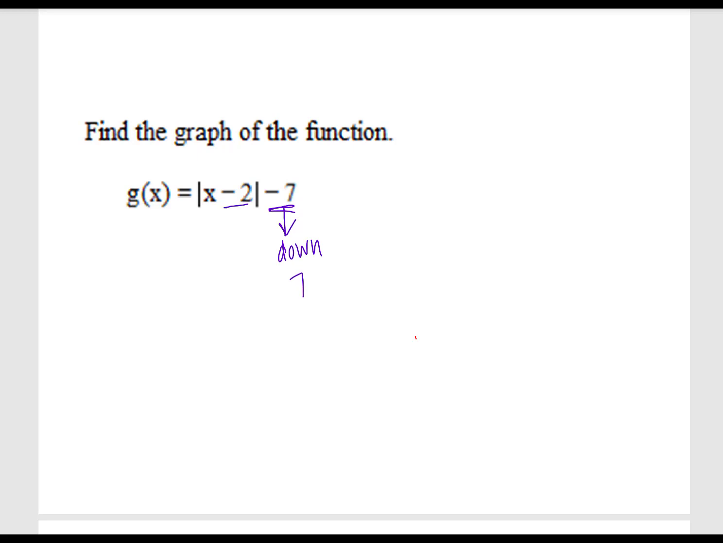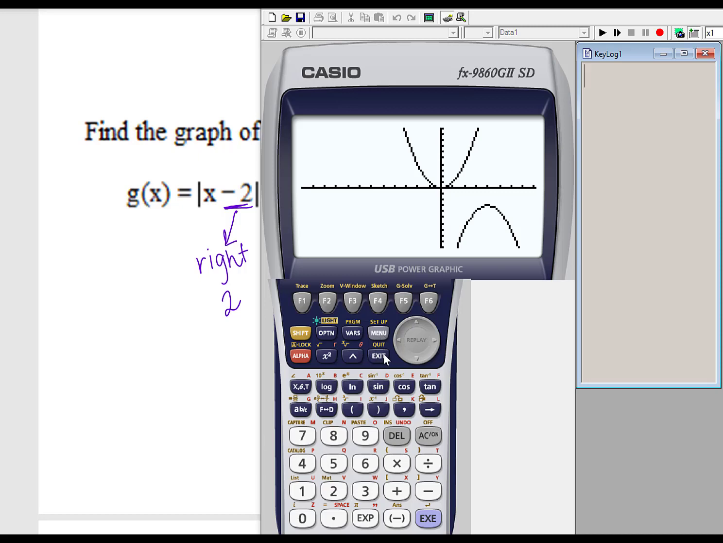Then we see -2. That's happening inside of the function housed with the x, so it will affect the x's, but it is not true to its sign. So we are going to either go left or right, if we're affecting x's. And instead of traveling left, which would be towards the negatives, we're going to go right 2 units. Okay, so let's go ahead and graph this and see what we get.